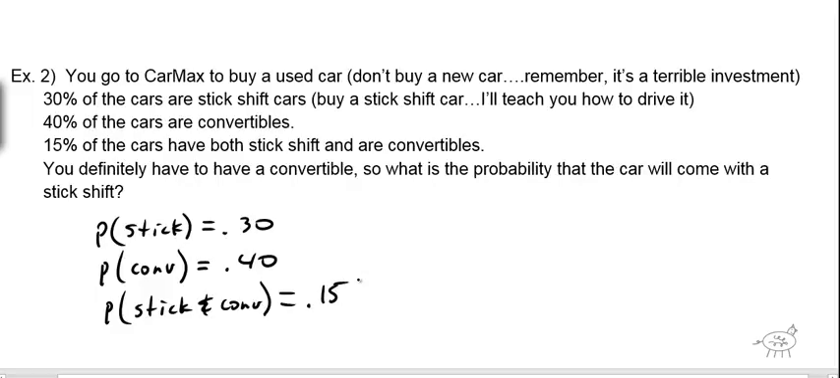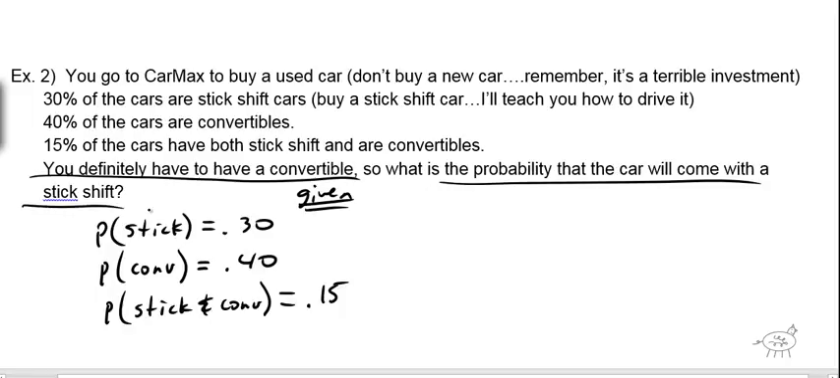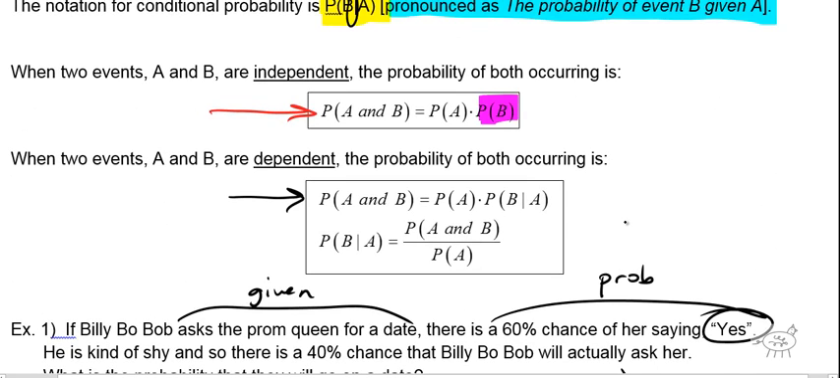So it says you definitely have to have a convertible. You have to have a convertible. That's given. That's given information. And then they ask you, what is the probability that the car comes with a stick? Okay, so this is the notation. What's the probability that the car is stick shift given that it's convertible? Pretty straightforward, right? Well, remember, this is kind of like probability of A given B. So if I go back up to the top here, do you guys agree that I'm looking for, here it is, probability of A given B.